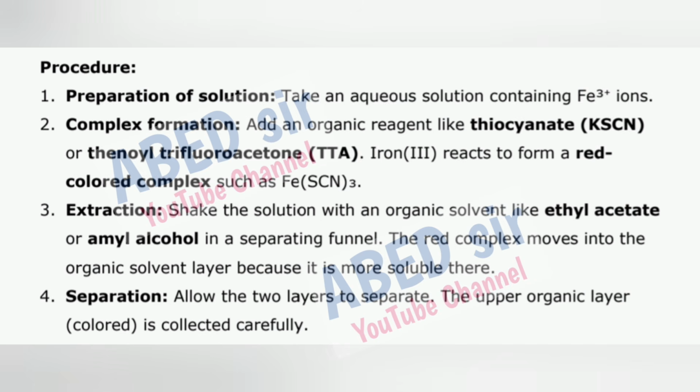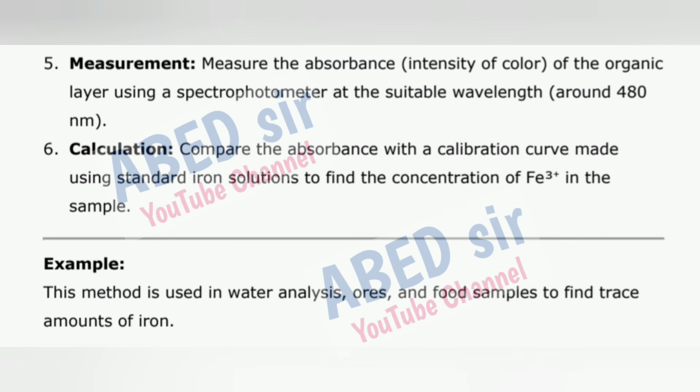4. Separation. Allow the two layers to separate. The upper organic layer, colored, is collected carefully. 5. Measurement. Measure the absorbance, the intensity of color, of the organic layer using a spectrophotometer at the suitable wavelength, around 480 nanometers. 6. Calculation. Compare the absorbance with a calibration curve made using standard iron solutions to find the concentration of Fe3+ in the sample.